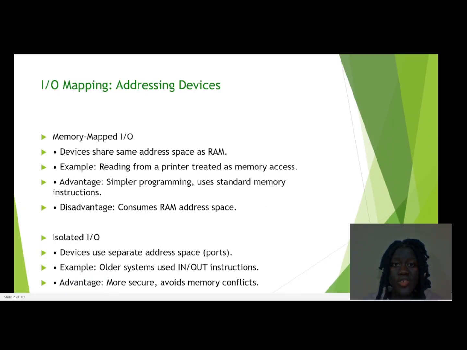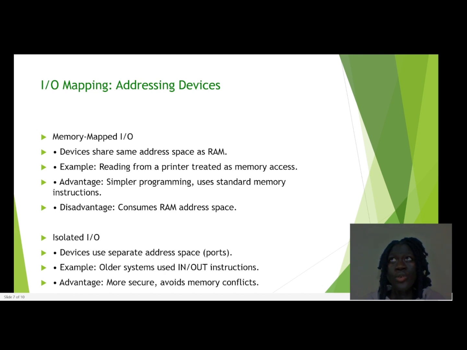Hello everyone, my name is Christopher Ladamada, so let's explore input-output mapping. IO mapping is how computers address devices like keyboards or printers. In memory mapped I/O, devices share the same address space as the RAM, so the CPU uses standard memory instructions to communicate. For example, in Ghanaian ATMs, the card reader's status is read like a memory location, making programming simpler but using up RAM addresses.